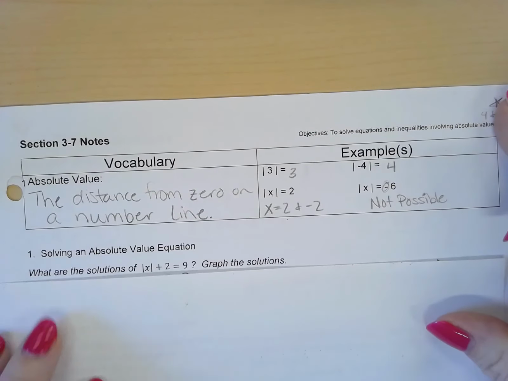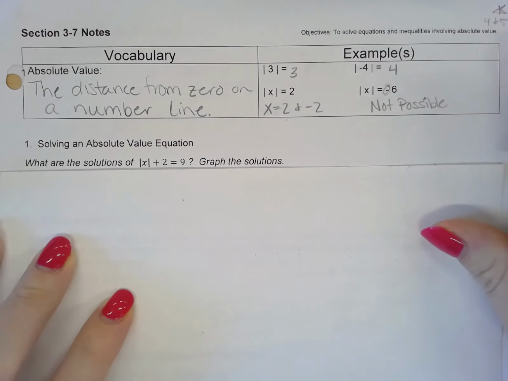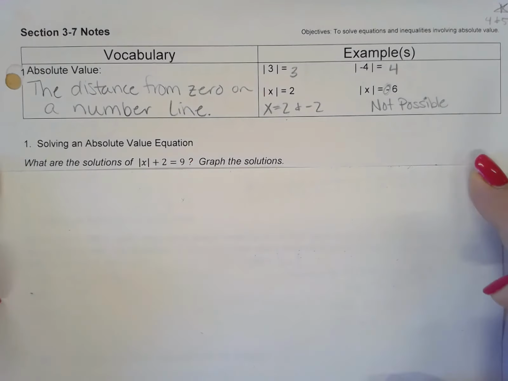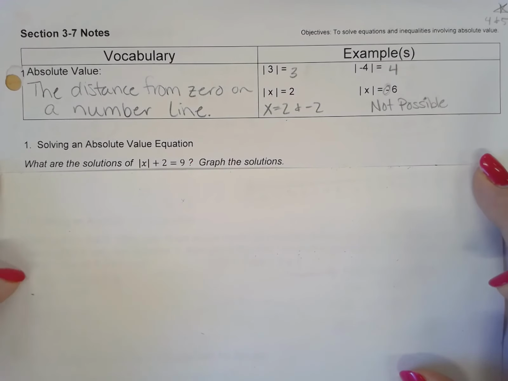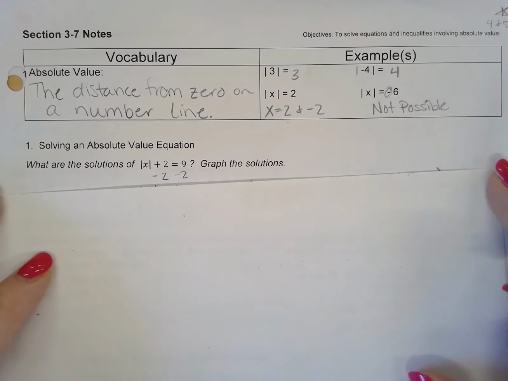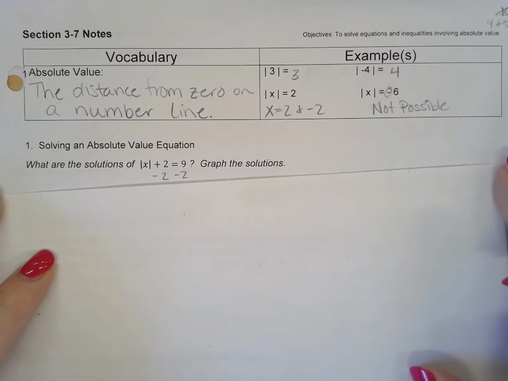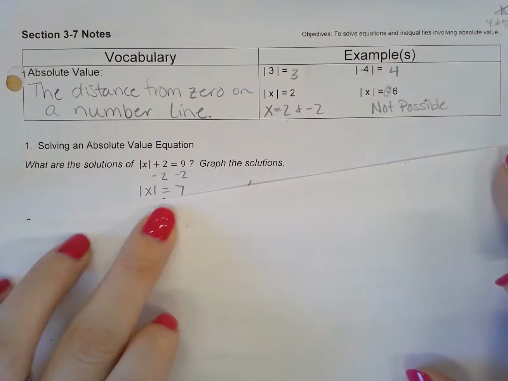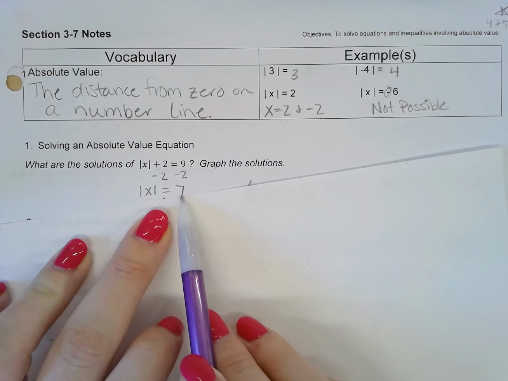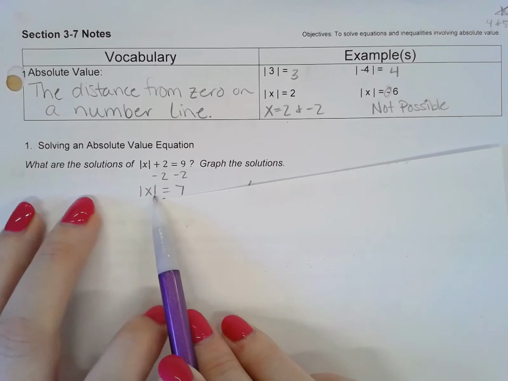Okay, so solving an absolute value. This says, what are the solutions of the absolute value of x plus 2 equals 9? And then we're going to graph the solutions. So I have to get the absolute value sign by itself first. So the first thing I'm going to do is subtract 2 from both sides. So then I get the absolute value of x equals 7. Thankfully, this is a positive number, okay, which means I can solve.